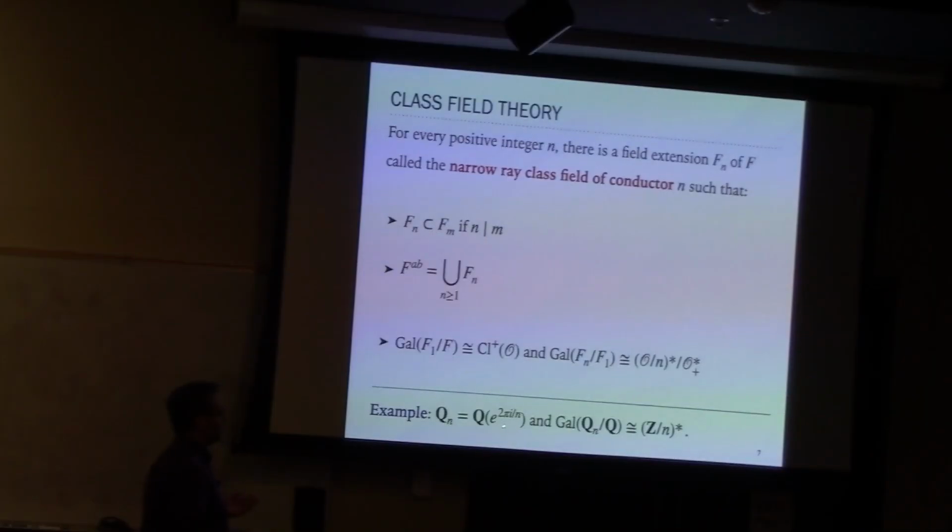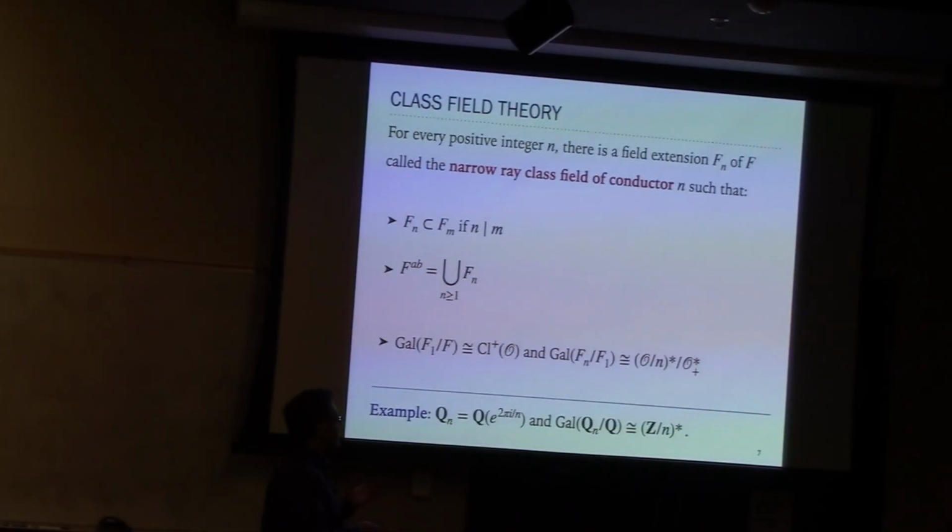In that case, your Qn is Q adjoins zeta n. And I told you earlier the Galois group of Qn over Q is (Z mod nZ)^*. And you can see that from this expression. It turns out that the class group of Z is trivial, so this is just trivial. So F1 is equal to F. And then the Galois group of Fn over F, when F is Q, is (Z mod nZ)^*, modulo the totally positive units of Z.